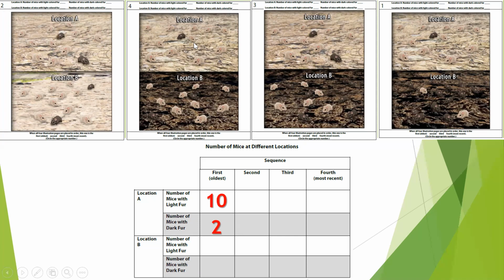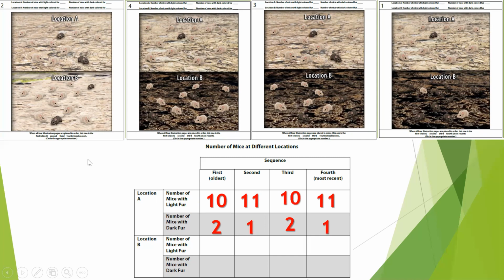Later in time, what is the frequency we now observe there? Now, I'll give you guys a hint. There are 12 mice in each box. So if you see 1, that means there's 11 of the other. And then the third one, since there are 2 dark colored mice, that means there must be 10 of the other. And here there's 1 dark colored mouse, which means there's 11 of the other.